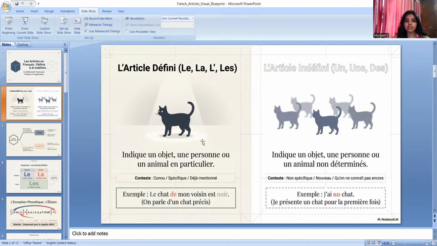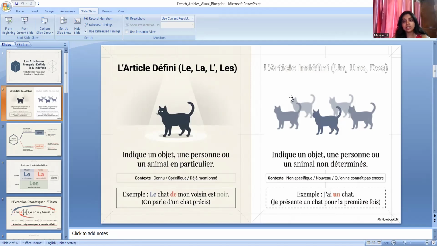So l'article défini is when you are talking about something specified, which we already know or we have already mentioned. Like I've written here, contexte connu, spécifique et déjà mentionné. So when we are talking about these, at that time we will be using l'article défini. And I have given an example also here. Le chat de mon voisin est noir. Now we have specified here: the cat of my neighbor is black. On parle d'un chat précis. We have already mentioned about whom we are speaking. So for that, we will be using l'article défini.